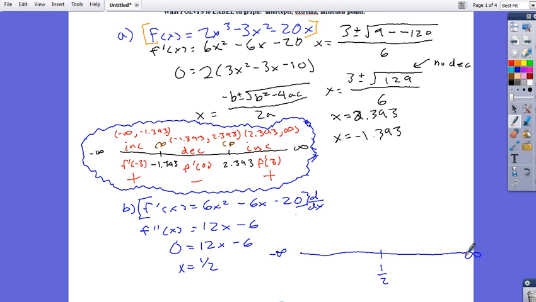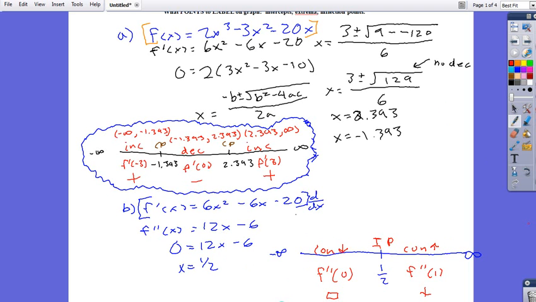Alright, and let's go ahead and do it. So you've got to test a point. I'm going to do f double prime of 0. f double prime of 0 is simply negative 6. Okay, so it's negative. Alright, this is concave down, right? And this is where it's neither concave up nor down, which is called an inflection point. And if you test 1, you can see by the function that it's going to end up being positive. Alright, so that's concave up.